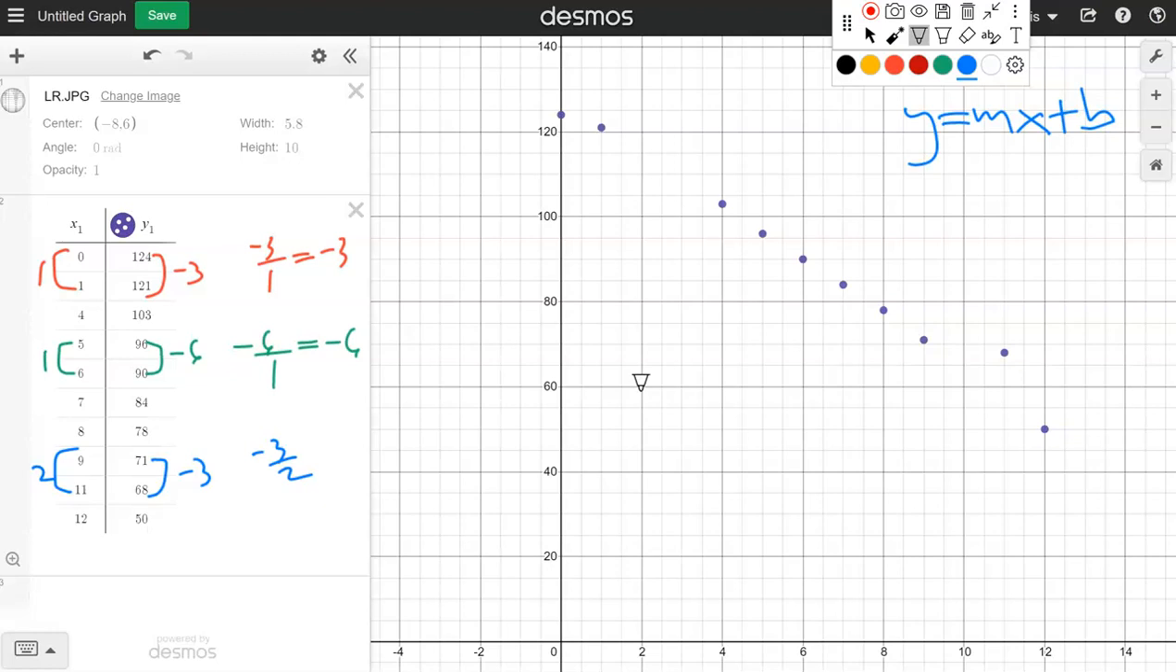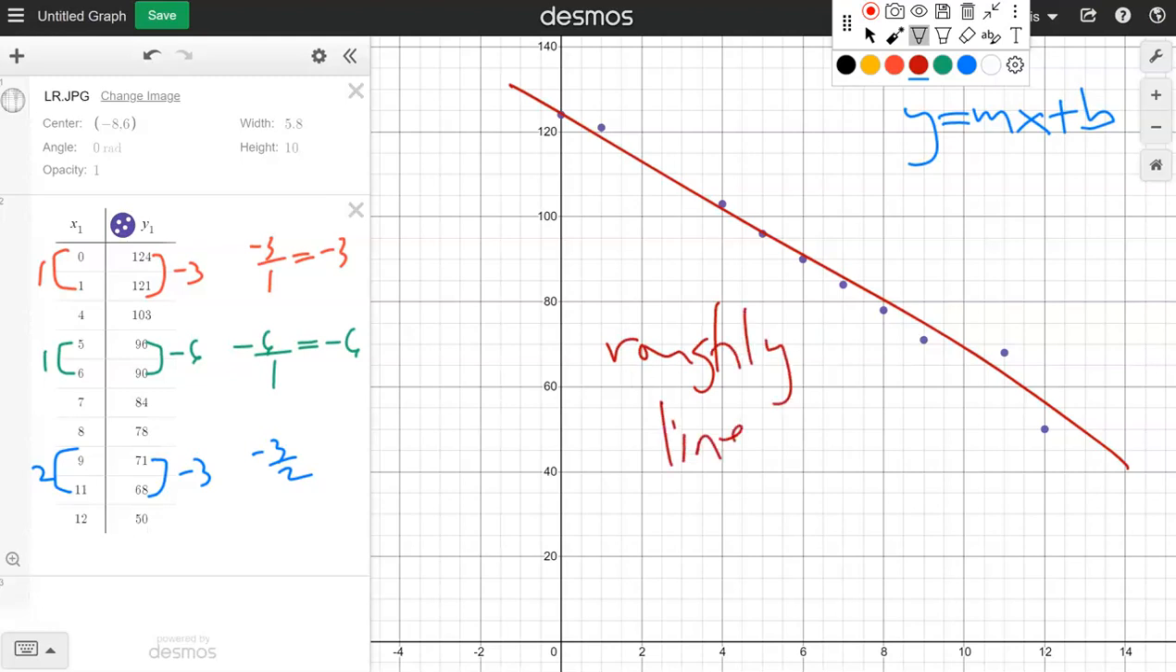But we can say that, look at these points here. Isn't it roughly linear? Because you can imagine drawing a line that looks like that, although those points are not exactly on the line. But we can still say that this is roughly linear. Okay, now how are we going to use Desmos to find the linear regression equation for the data?